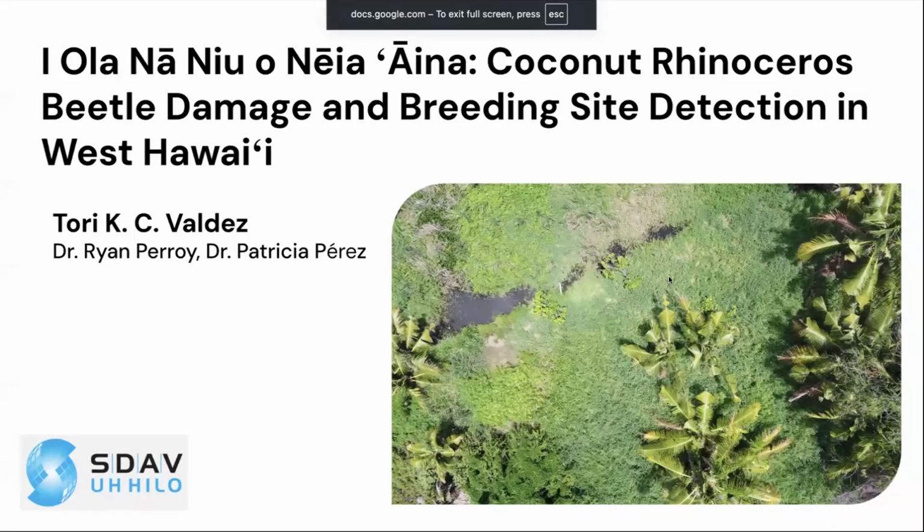Waipunalau, ke aloha iā kākou pau. My name is Tori Valdez, and I'll be presenting this project, Iola na Niu o Nēia ʻāina, coconut rhinoceros beetle damage and breeding site detection in West Hawaii. My mentor for this project was Dr. Ryan Perroy, and he is also my co-author, as well as Dr. Patricia Perez. I am a research assistant for the Spatial Data Analysis and Visualization Lab at UH Hilo. I'm also a senior in my undergrad in the Geography and Environmental Science program, as well as the Hawaiian Studies program.